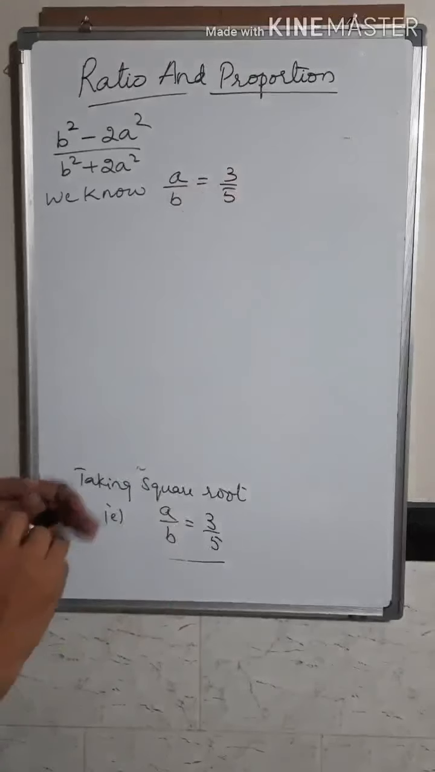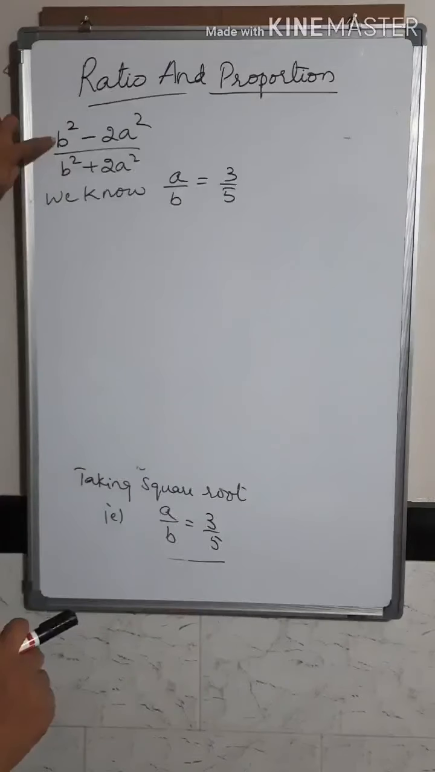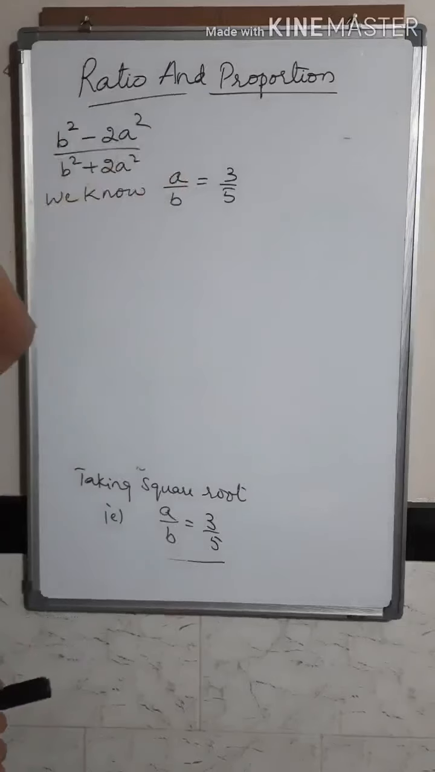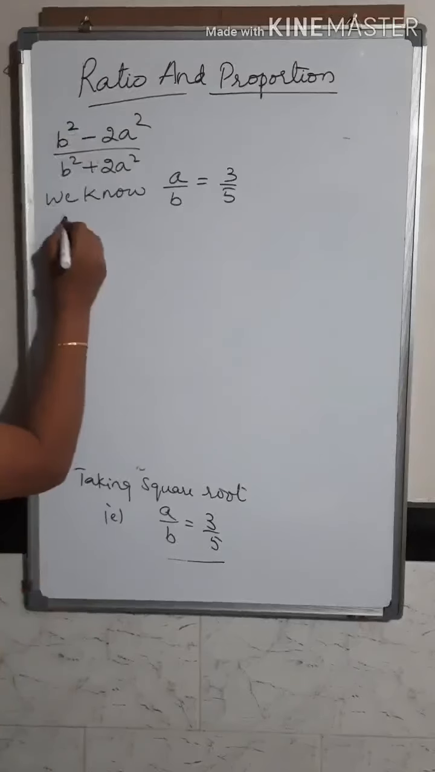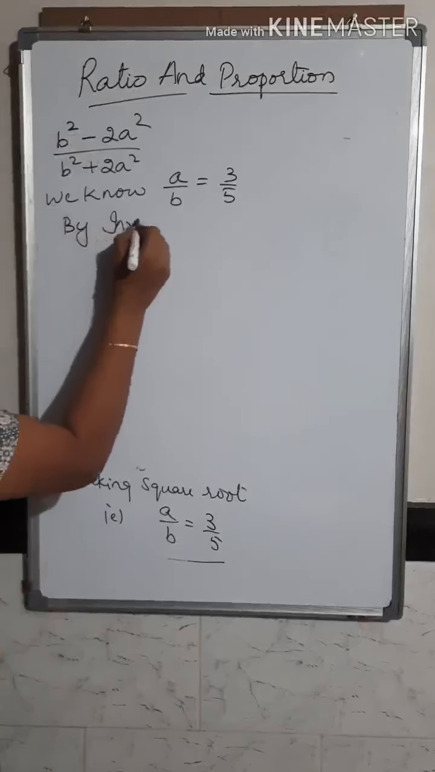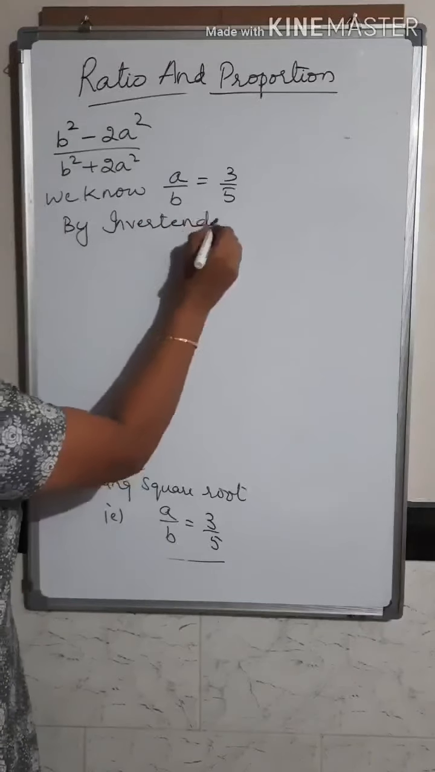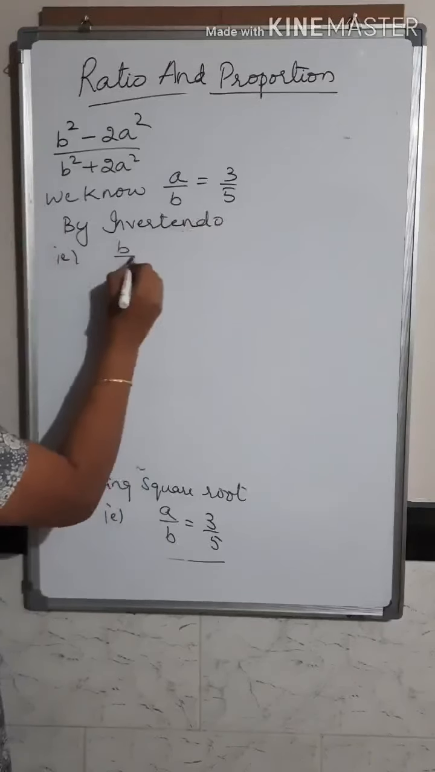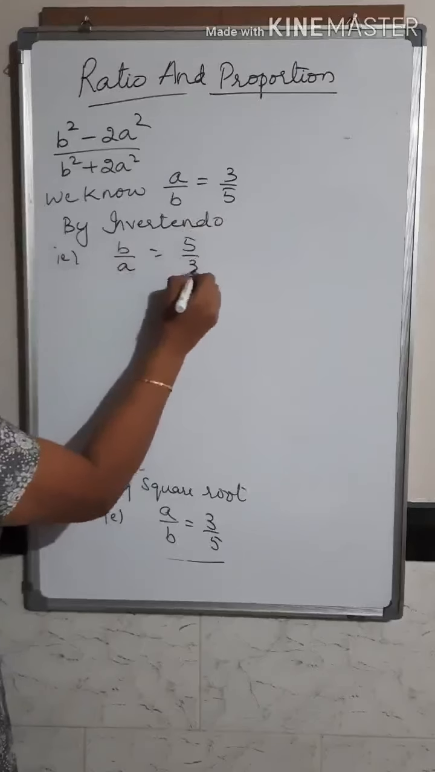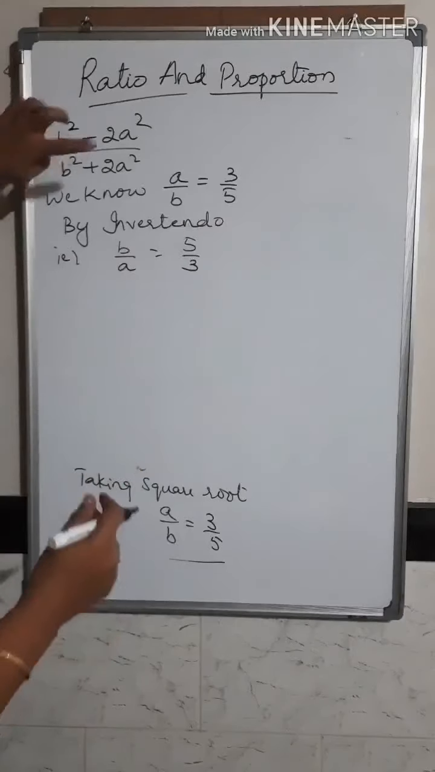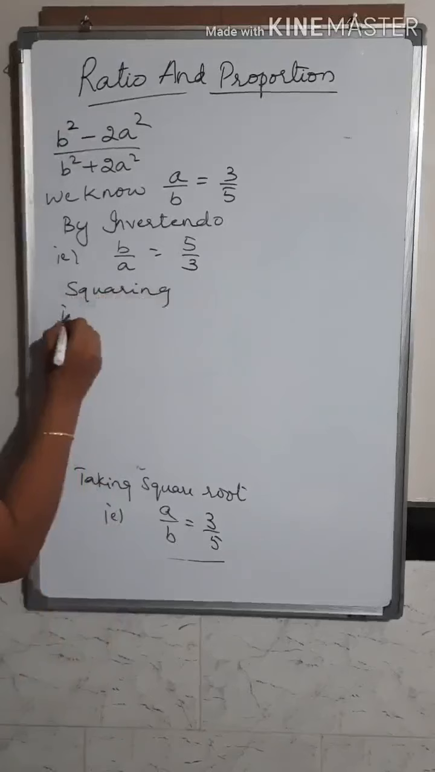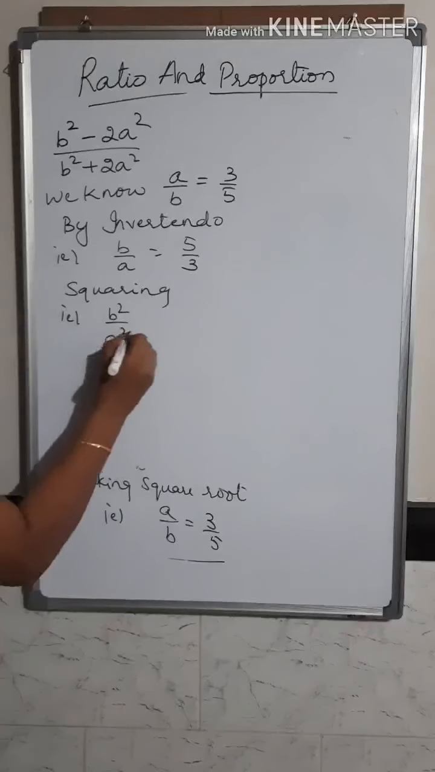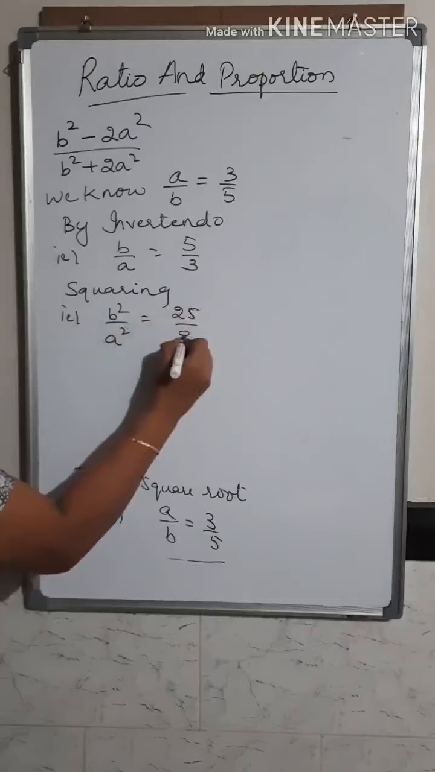Now when you look at this problem, first you have got b square. If you want to get b square first, then you have to use the property of invertendo. Then only you will get b square in the beginning. So first by invertendo, we get b upon a is equal to 5 upon 3. Now next, square it. Squaring, what you get? b square upon a square is equal to 25 upon 9.